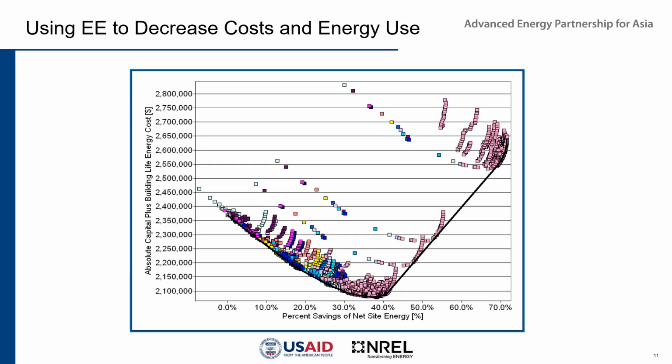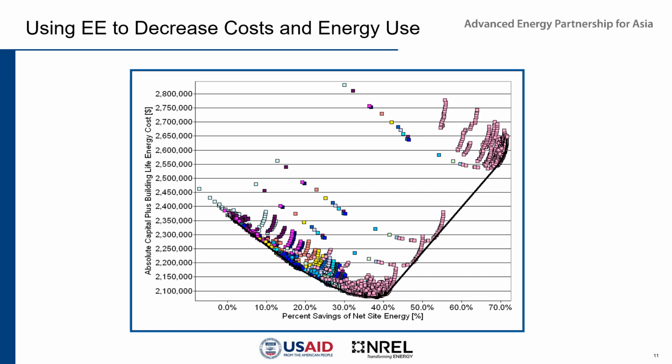This is a graph that we use at NREL quite a bit to describe the cost of a life of a building. And then the percentage of energy savings depending on different measures of energy efficiency that we can do. Each point in this graph is a set of measures all together. So it's a single building description that calculates on the y-axis how much does it cost to both buy this building over time and energy use altogether.